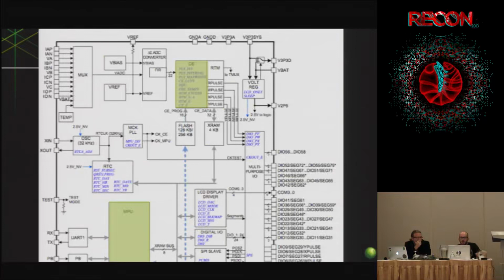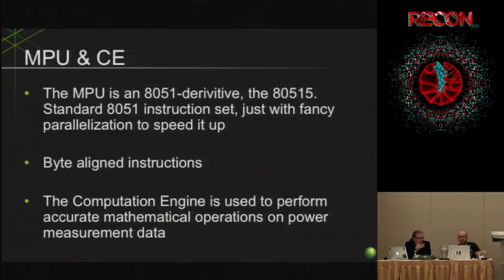All right, so zooming in on this top part here. These two components are basically cores that are executing opcodes. The one on the bottom is the MPU, that's the 8051 derivative. And the one at the top is a computation engine that does specific math basically for power measurement. It's doing very accurate floating point math and other things that we don't really care about for the most part.